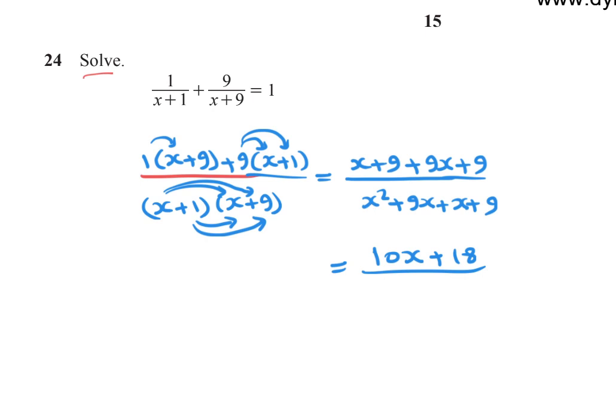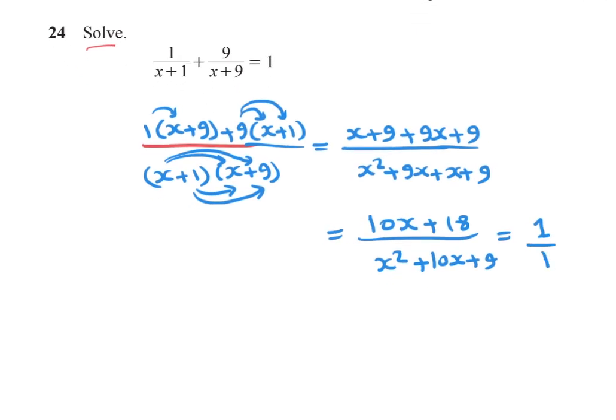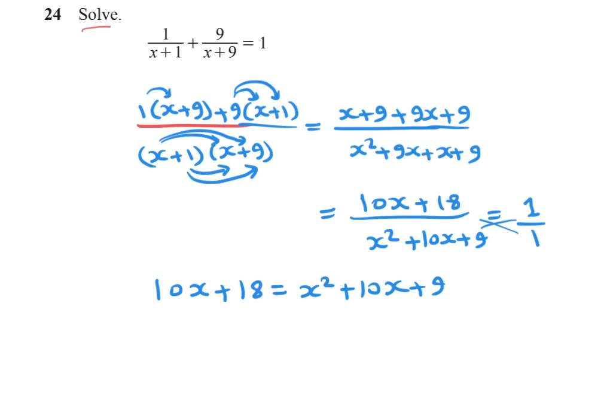For the denominator, we have x squared, and 9x plus 1x equals 10x, plus 9. This equals 1. Now this means 1 over 1, cross multiply. So 10x plus 18 equals x squared plus 10x plus 9. You can cancel 10x with 10x. So now you are left with x squared and 18. 9 goes to the other side as negative. So x squared is 18 minus 9, which is 9. Take the square root, so x equals positive or negative 3.